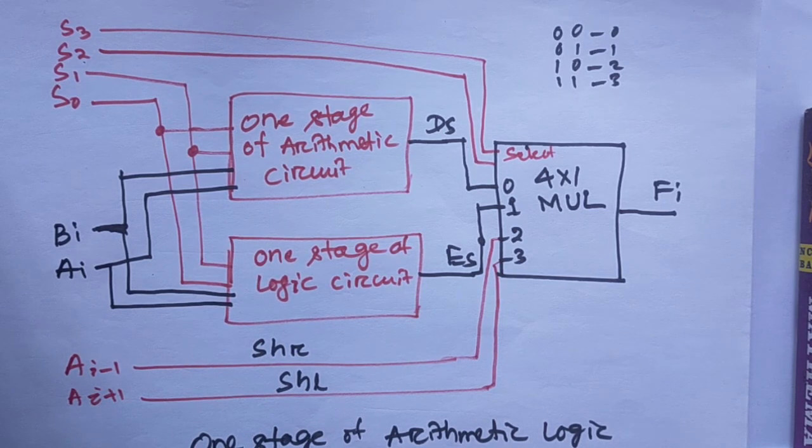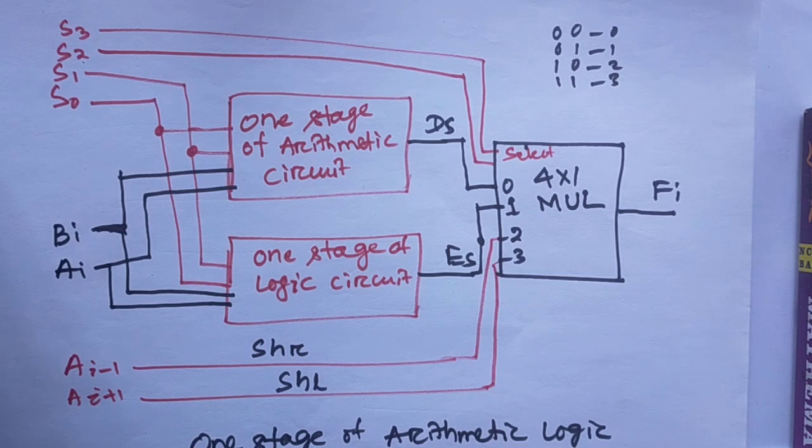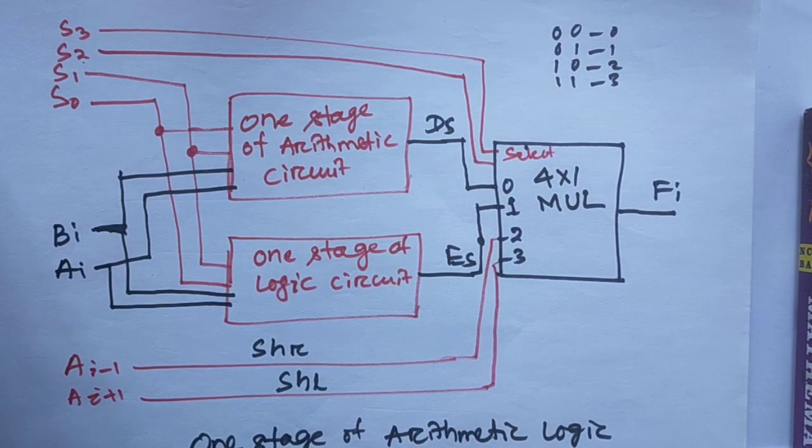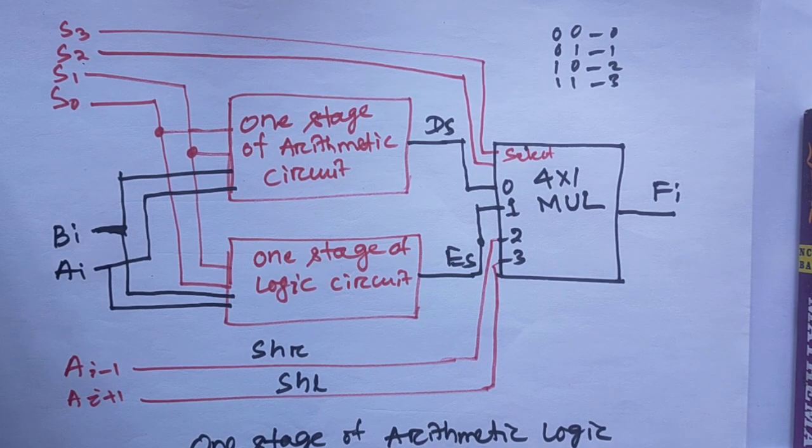This is the design of that one stage arithmetic, logic and shift unit, but how it will work, that is important. How it will work according to our inputs, that is AI, BI, either going through the arithmetic or logic circuit or any other. So how it will work according to this function table, that is important. Now I will show you how it will work.